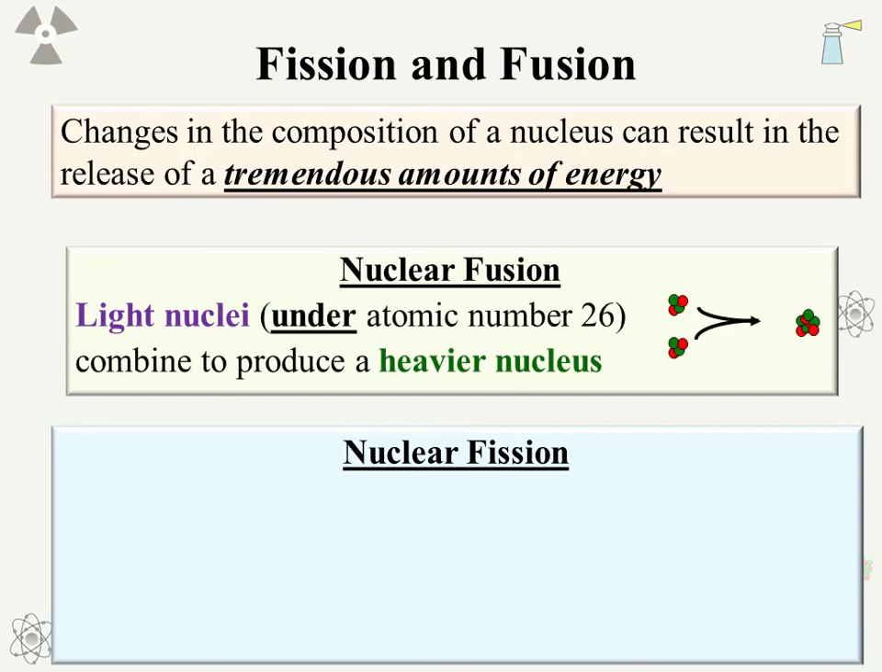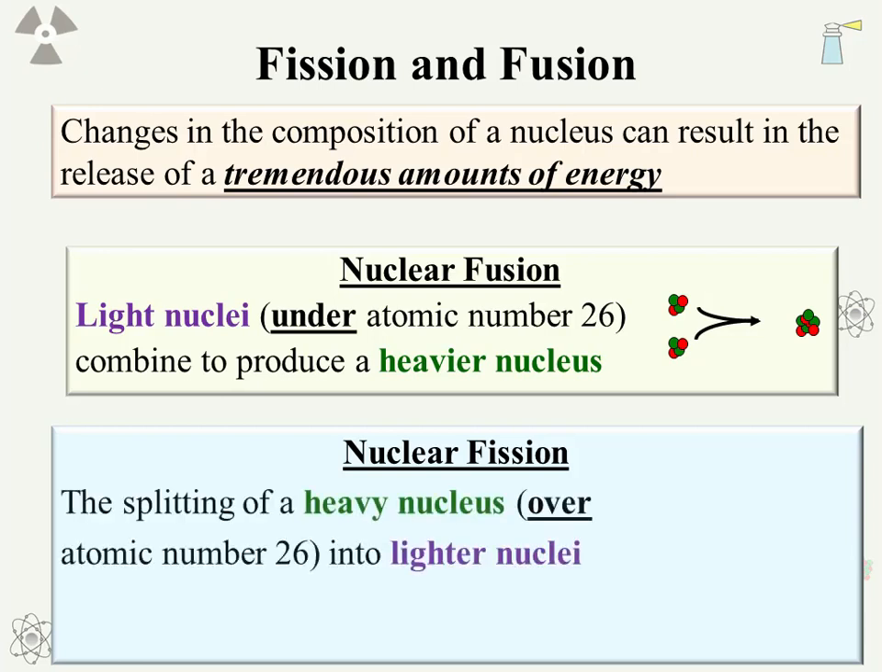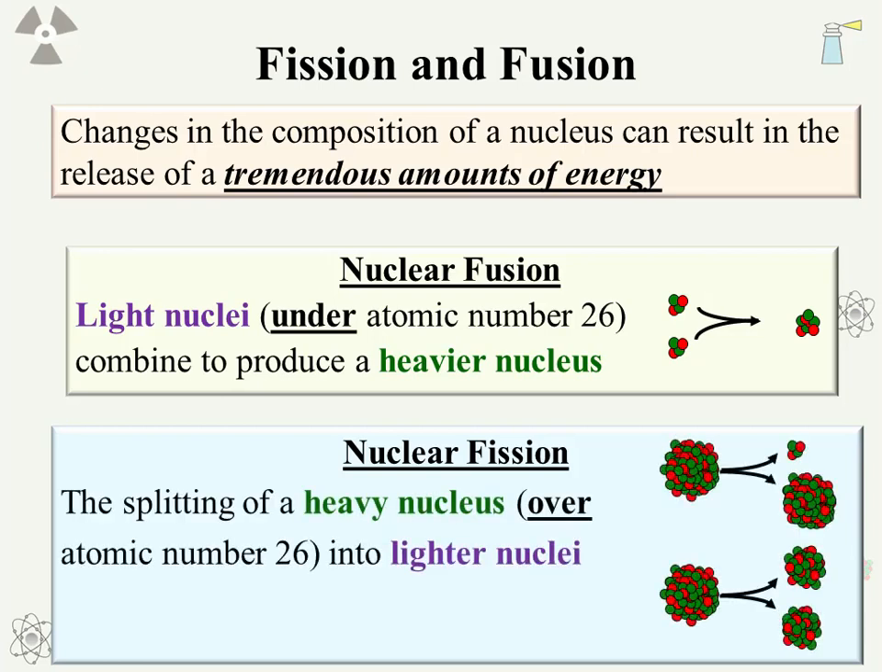Nuclear fusion is where light nuclei, those under an atomic number of 26, combine to produce a heavier nucleus. It takes 2 lighter ones to make one heavier one. Nuclear fission is the splitting of a heavier nucleus, those over atomic number 26, into lighter nuclei. 1 becomes 2. Since fission and fusion are similar sounding, it can be difficult to distinguish between the two.